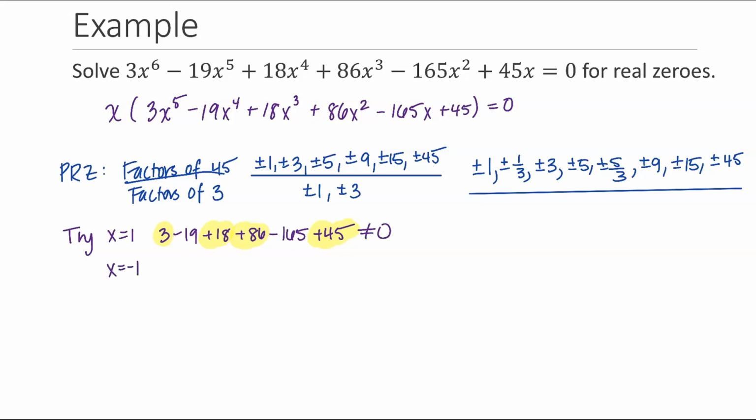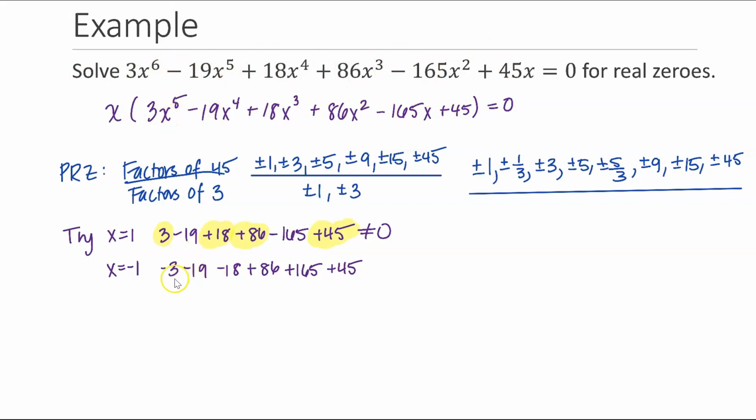And then we go ahead and try, well, how about negative 1? So remember that we're plugging it into this version right here. So if I plug in a negative 1 right here, I'm going to get minus 19. If I plug in negative 1 into 18x cubed, I'll get negative 18. This will stay positive 86. This will become positive 165. And then 45 stays positive. There's no x's there, right? So remember to plug it into this one here, not the original one, because that's going to affect the signs, right?